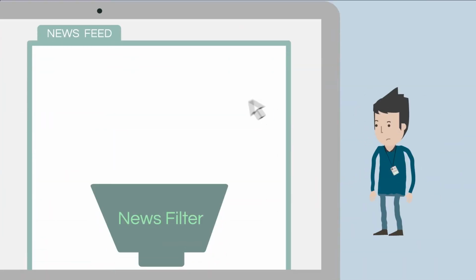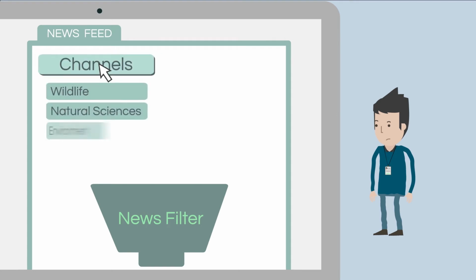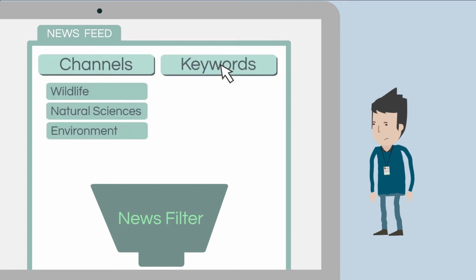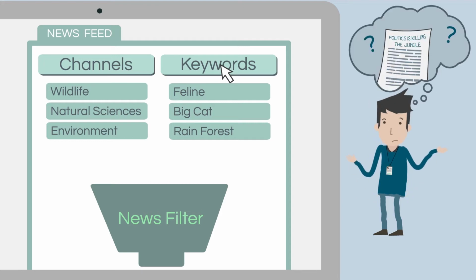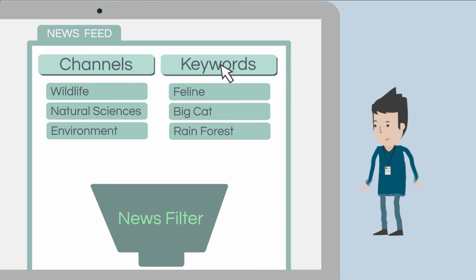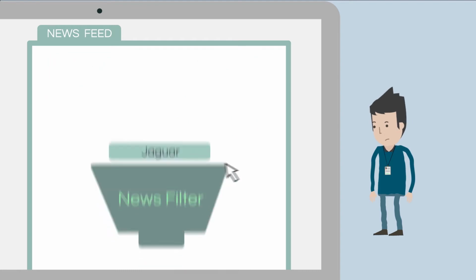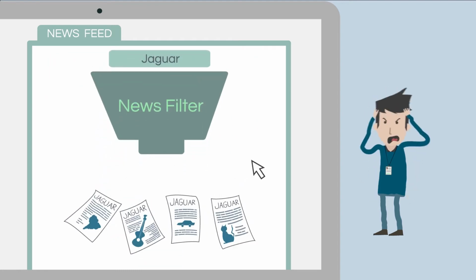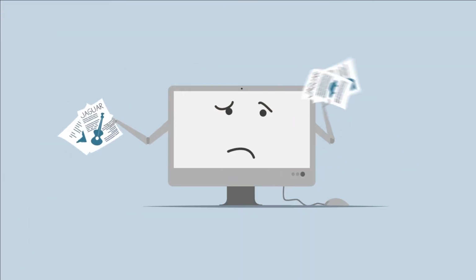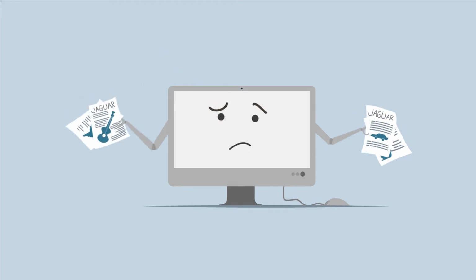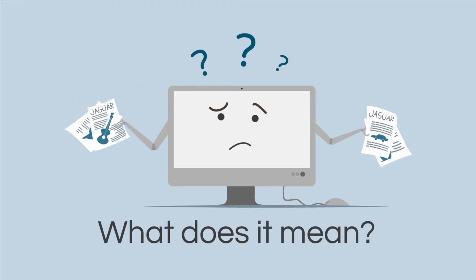But no matter how carefully he selects news channels of interest and how precisely he defines the keywords in his news filter, he still misses relevant articles from other domains. And when he chooses a generic keyword like Jaguar, he also gets articles on luxury cars and electric guitars. So why does this happen? Well, computers simply look for the presence of keywords in an article without understanding the meaning.